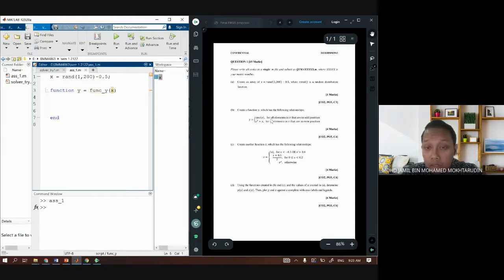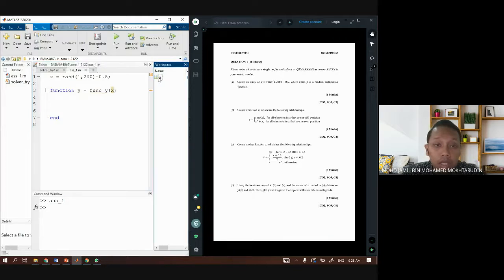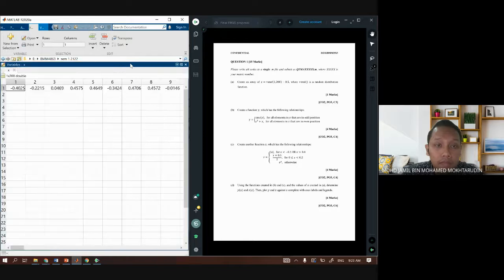So ni syarat dia, kalau nak sinc x ni, dia akan cari element in x that are odd in position. So what does that mean? So let's look at x. So x yang pertama ni, negative 0.4025, it's on odd position sebab dia dekat posisi nombor 1. So yang kedua ni, negative 0.2215, it's in the even position sebab dia position number 2. So ni odd, ni even, ni odd, even, and so on.